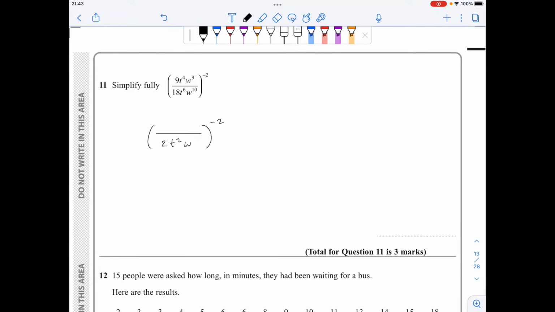Now obviously in my numerator I need to have something, so this will be 1. Because of the minus sign, I will flip this fraction, so it becomes 2t squared w over 1 to the power of positive 2. So now I will expand and I have the square on each term. Now note 1 squared in the denominator is just 1. So this will give me 4t to the 4 w squared.